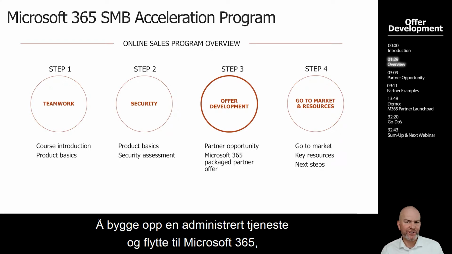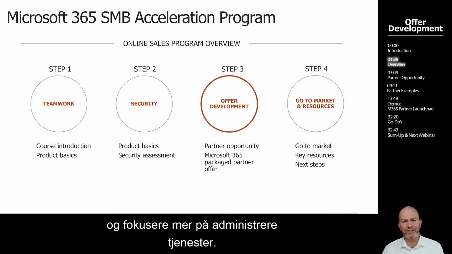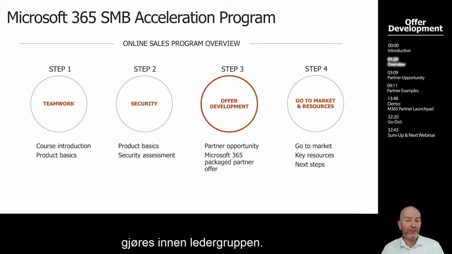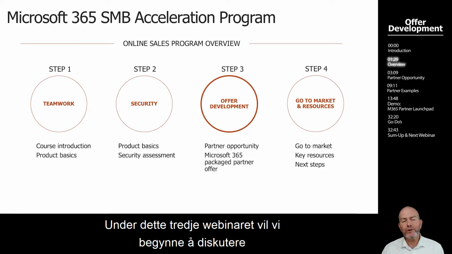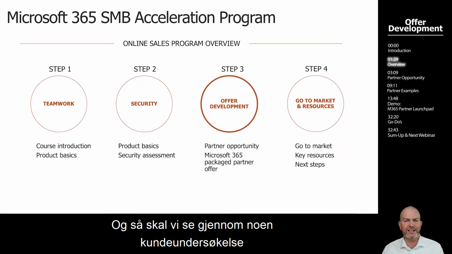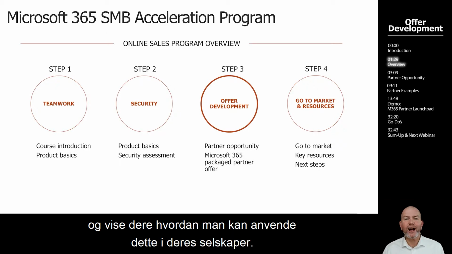Building a managed service and shifting to Microsoft 365 will, in some cases, mean that you will need to change your business model, focusing more towards managed services. This is a strategic decision and one that usually is done within your leadership team. In this third webinar, we will be starting by discussing how making this decision gives you opportunities. Then we will look at some customer research and from there go on to what leading partners are doing and show you how you can apply this to your business.